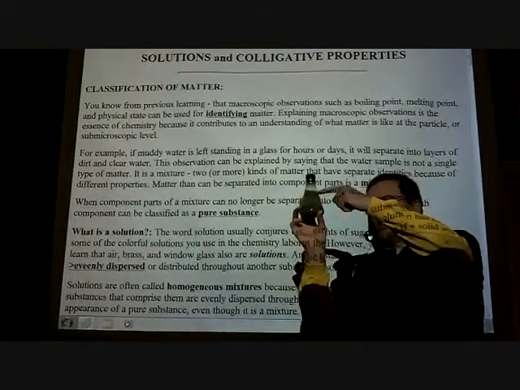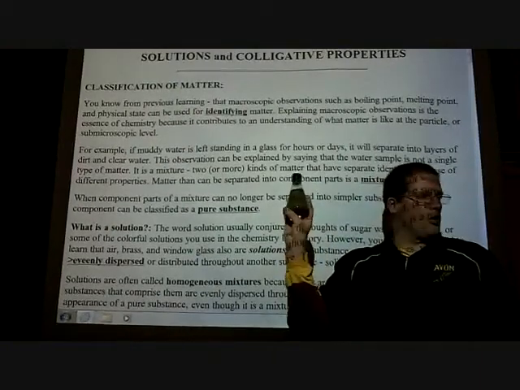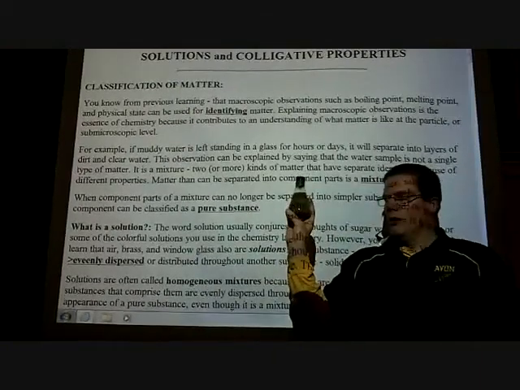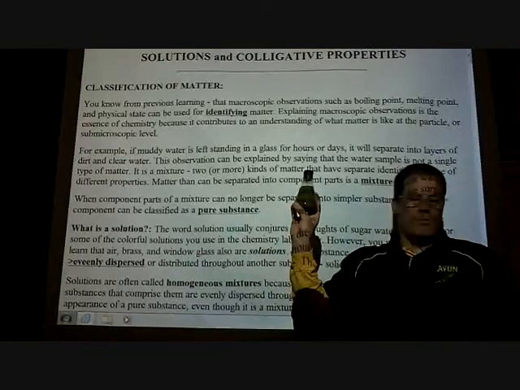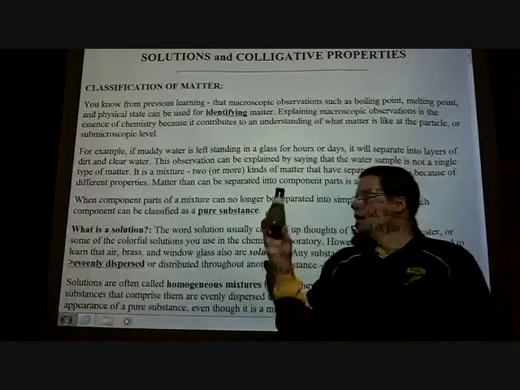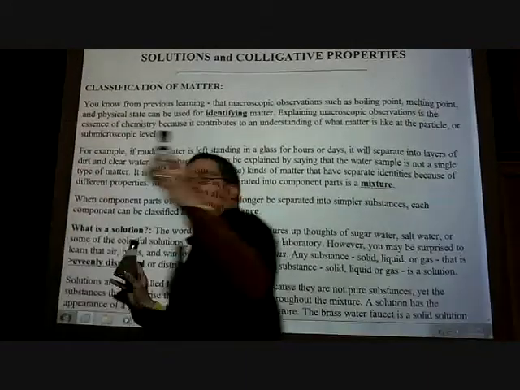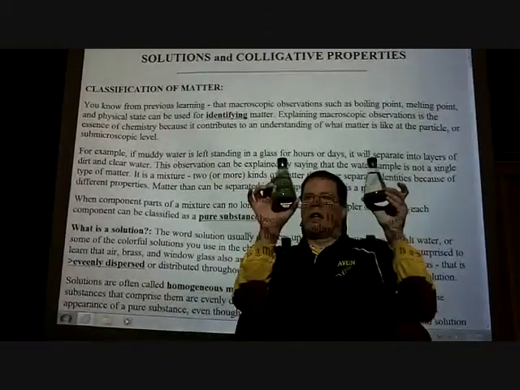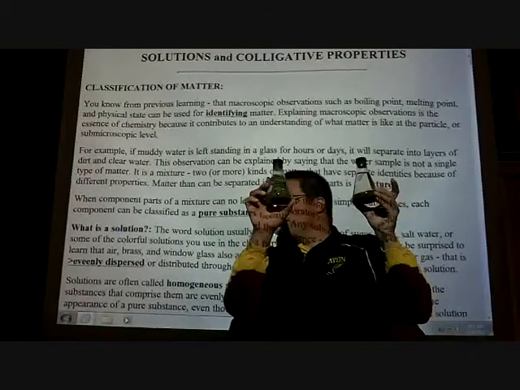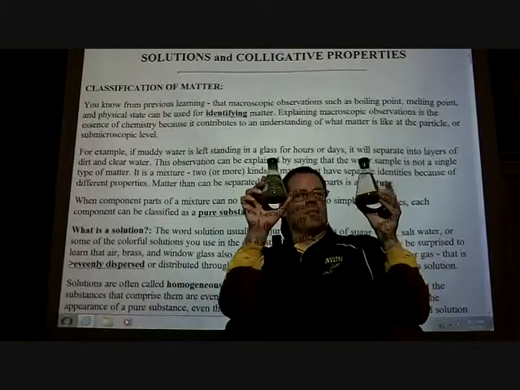But then we have this muddy water situation. Will it be that way in an hour? No. If I come back a day from now, it'll return back to this layered state later on. So again, this is an example of a mixture, or a heterogeneous mixture.